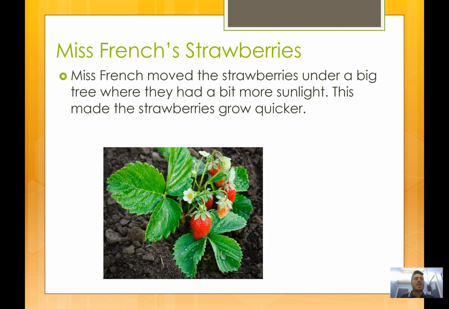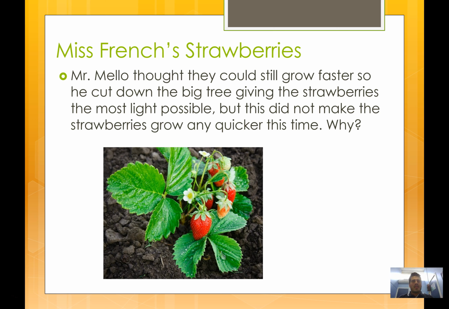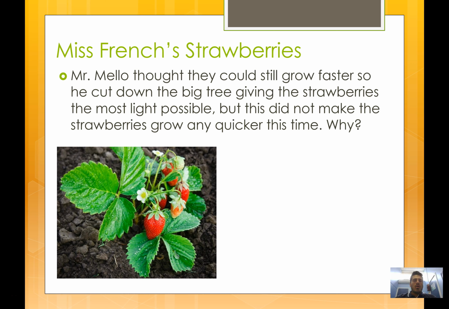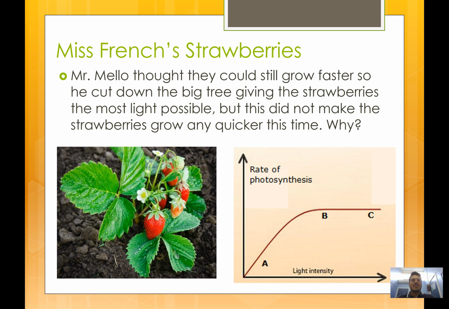Miss French moved those strawberries under a big tree where they had a little bit more sunlight, and this made the strawberries grow quicker. Mr. Mallow, though, thought that we could still make those strawberries grow faster, so he cut down the big tree, giving the strawberries as much light as possible. But this didn't make the strawberries grow any quicker. Why? Hopefully you can work out what's happened is we must have a certain limiting factor here.